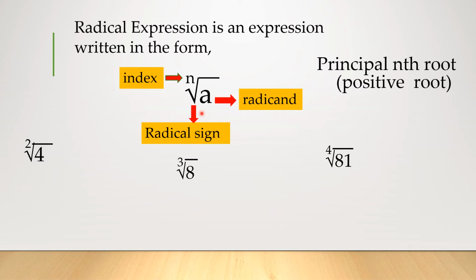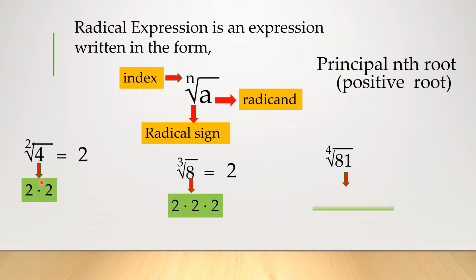Now, if we're going to get the nth root, we are just going to get the principal nth root. It means the positive root. So, if I have here the square root of 4, that is equal to 2. And the cube root of 8, that is equal to 2. And we have here the fourth root of 81, that is equal to 3.